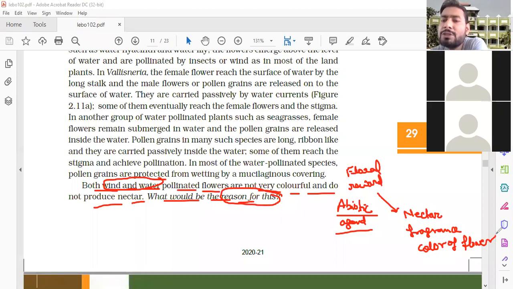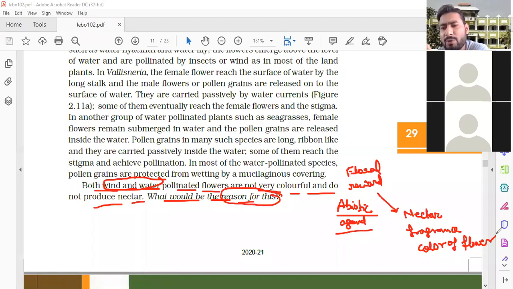So those pollen grains which are pollinated by the biotic agent, just listen to what I'm saying, those pollen grains which are pollinated by the biotic agent, mostly insects, okay? Such flowers are provided with the floral reward. In the case of abiotic agents, abiotic agent means wind, water, or gravity.